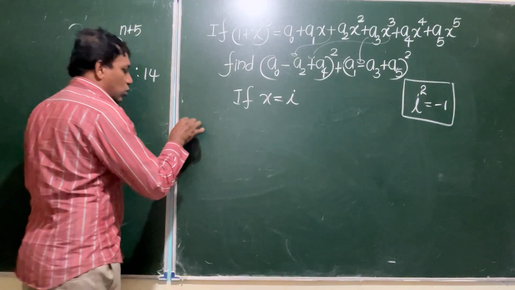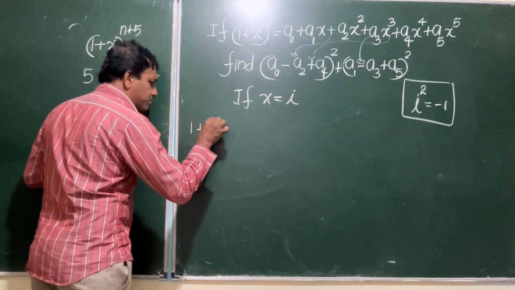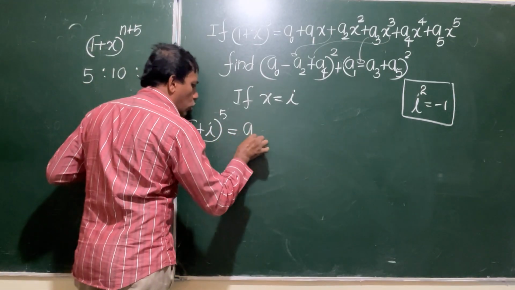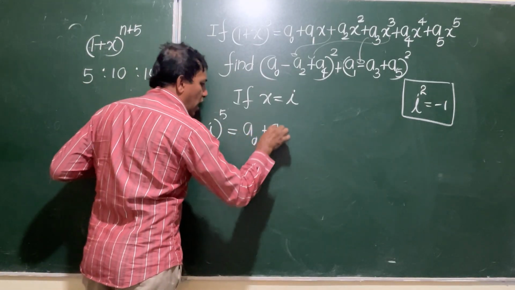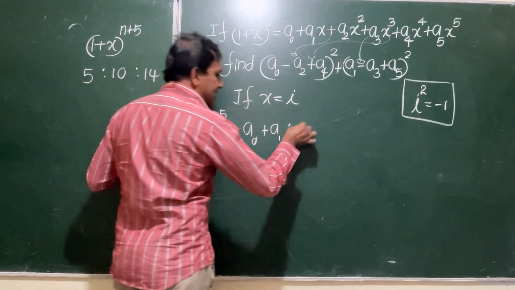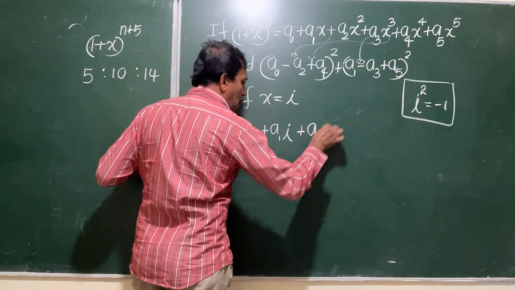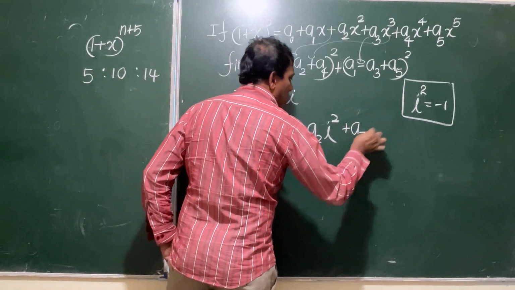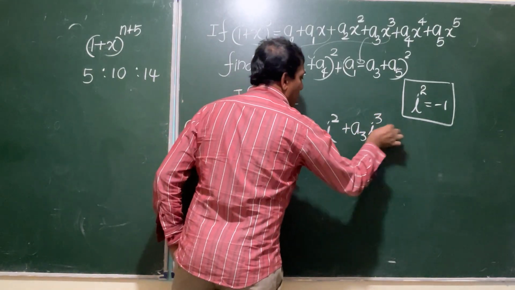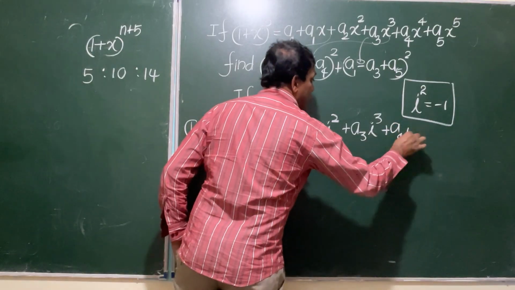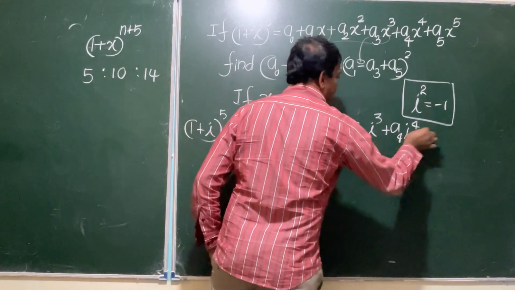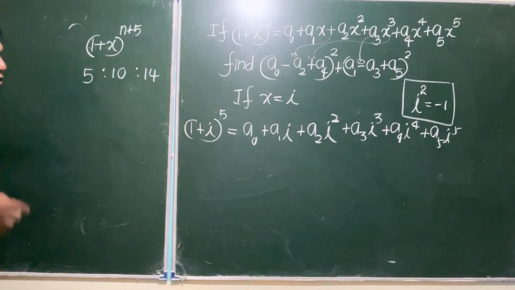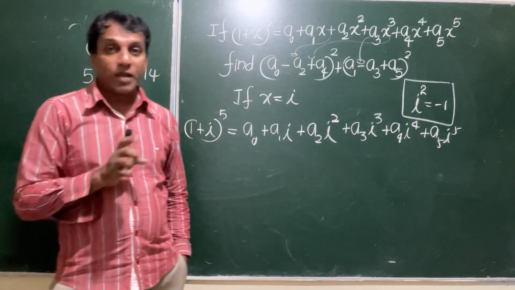We'll see. So (1 plus I) to the power 5 equals a naught plus a1 I plus a2 I square, plus a3 I cube, plus a4 I to the power 4 plus a5 I to the power 5, right? Substitute x equal I here.